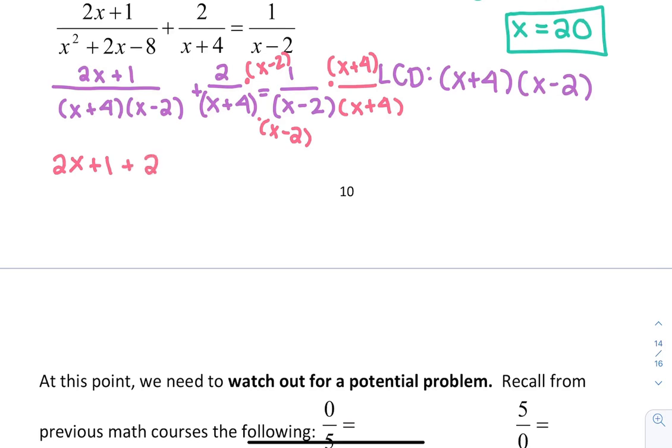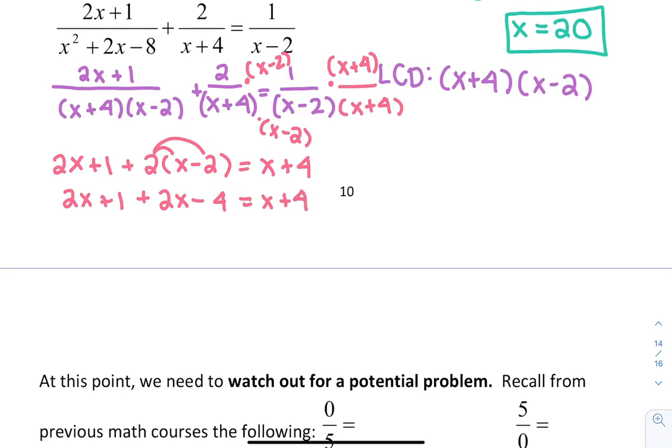Plus 2 times x minus 2 equals 1 times x plus 4. Now I distribute and multiply everything out. So 2x plus 1 equals 2x, plus 2x minus 4 equals x plus 4.